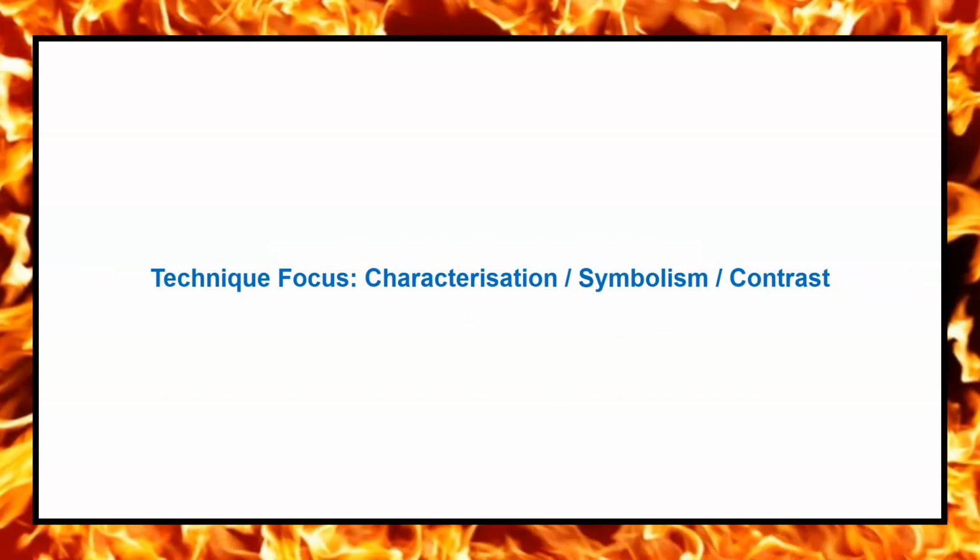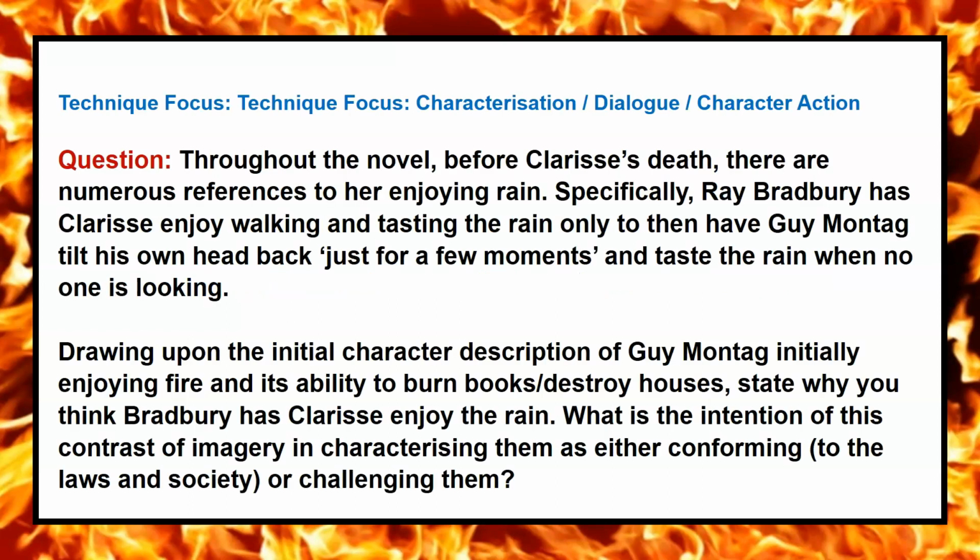Here's another question that asks you to consider characterization, symbolism, and contrast. This one doesn't require an extract because it's drawing upon your knowledge of both the first extract and the conversations between Guy and Clarice. The question asks you to consider the following. Throughout the novel, before Clarice's death, there are numerous references to enjoying rain. Specifically, Ray Bradbury has Clarice enjoy walking and tasting the rain, only then to have Guy tilt his own head back just for a few moments and taste the rain when no one is looking.